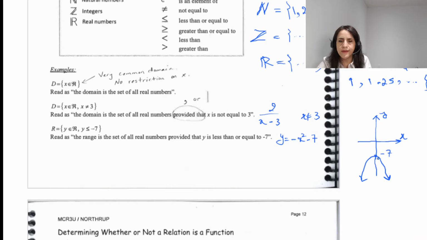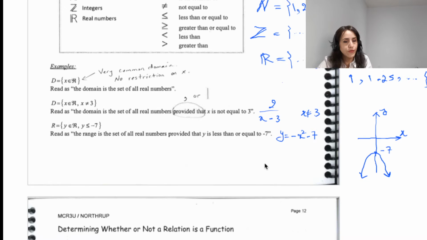As you see here, because we are talking about the range, the range is talking about the y values. Yes? Then all of the y values are less than or equal to negative 7. So I can accept all of the real numbers, but all of these numbers are going to be less than or equal to negative 7.